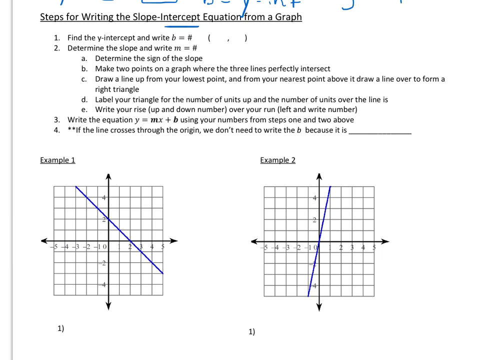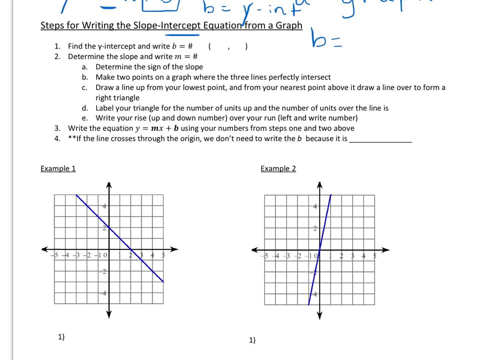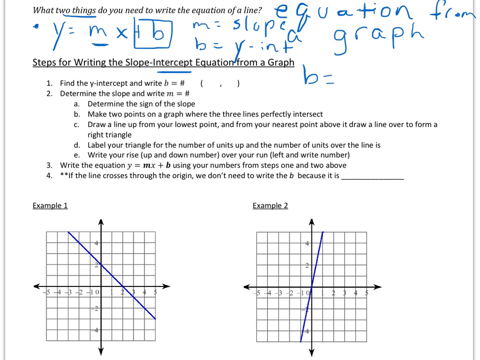If we look at this first one, I have some nice handy-dandy steps here for you. The very first thing that we're going to do is find the y-intercept and write b equals a number. So when you are writing the slope-intercept equation from a graph, the very first thing you're going to do is write b equals, and then just leave it blank because you're going to look at the graph. Now, this is important that we review this and understand it.